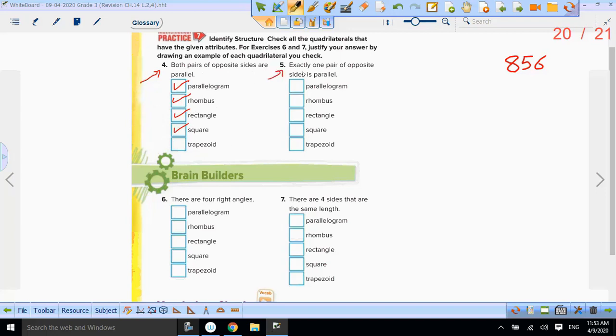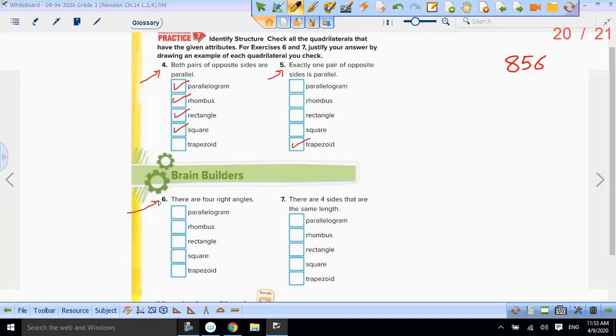Question 5. Exactly one pair of opposite sides is parallel. I want only one pair. Parallelogram has only one pair? No, it has two pairs. Rhombus has two pairs. Rectangle, yes, has two pairs. Square also has two pairs. Oh, this is trapezoid. Only trapezoid has exactly one pair of opposite sides parallel.